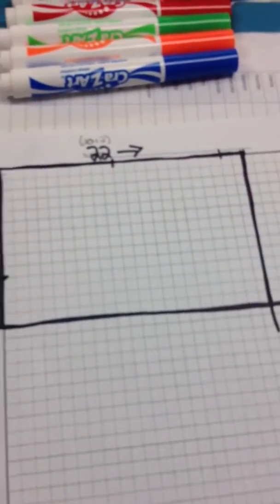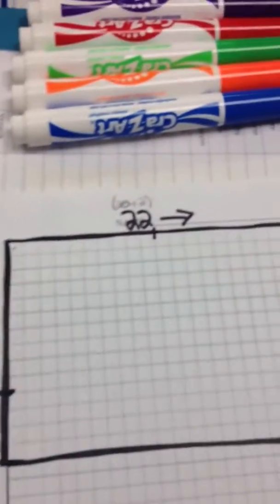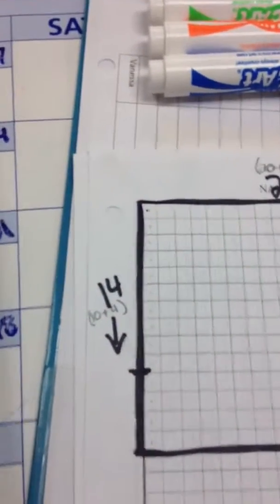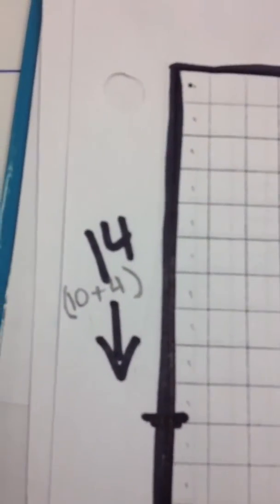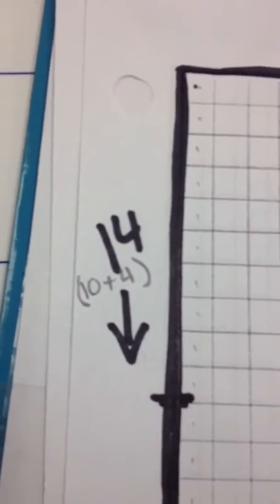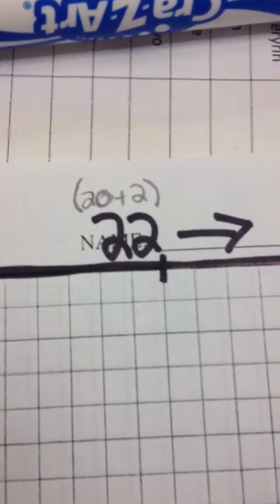I know that when I look at the square and see that it is 14 by 22, I could break that down into 10 plus 4 to make 14. That's the expanded form of 14. And for 22, I know that it is 20 plus 2.